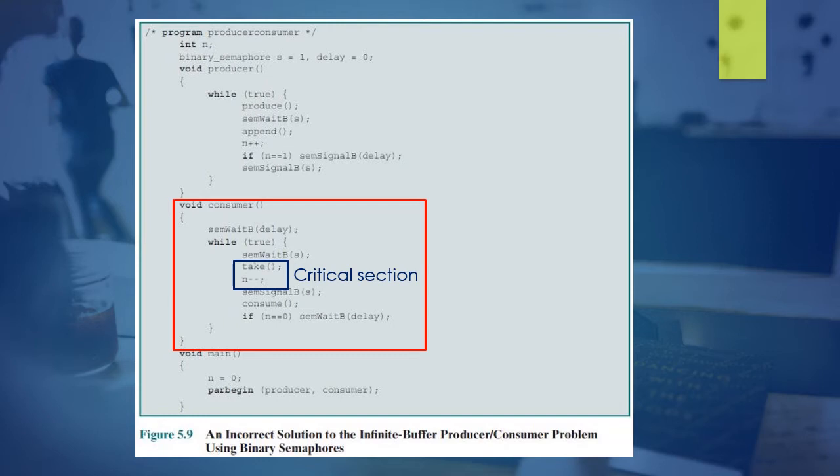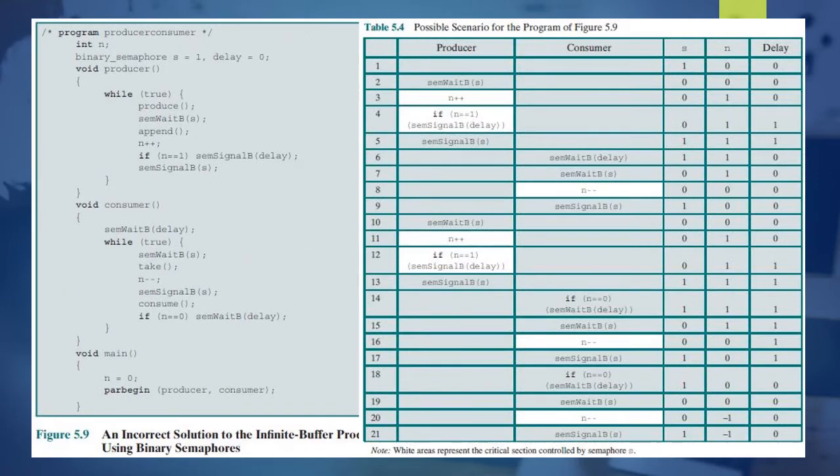Then it consumes the data item it has just taken from the buffer. If n is 0, this was the only item available for consumption. Hence, the consumer issues a SemWaitB on delay and blocks itself until a producer produces more items. This solution seems rather straightforward. If the producer stays ahead of the consumer, then the consumer will rarely block on the semaphore delay because n will usually be positive. Hence, both producer and consumer run smoothly.